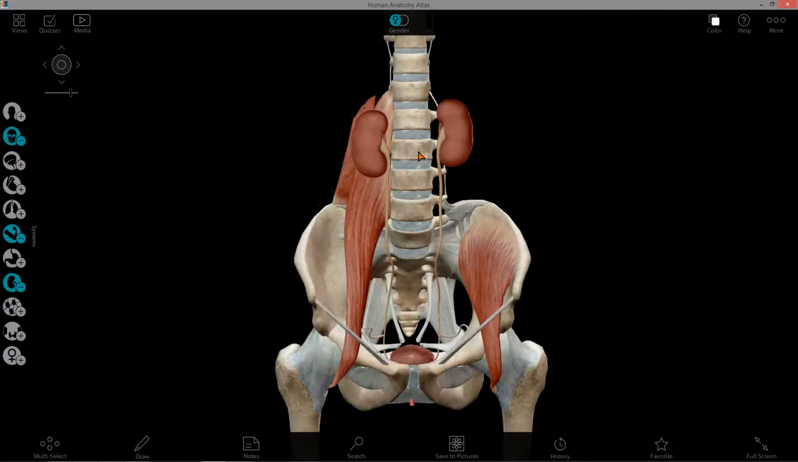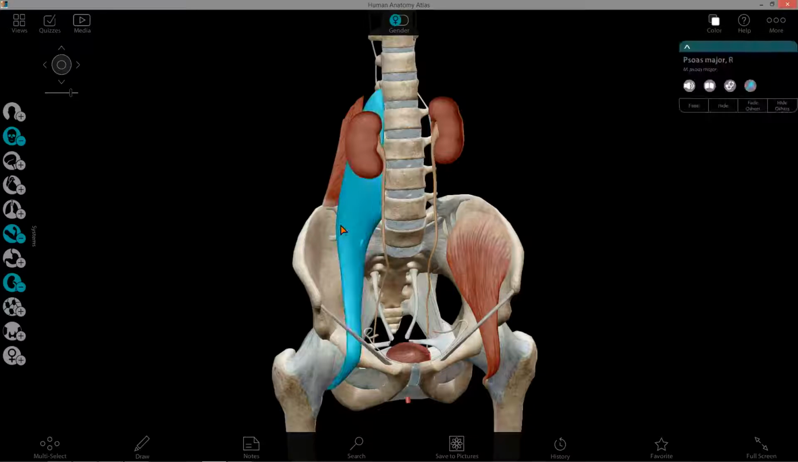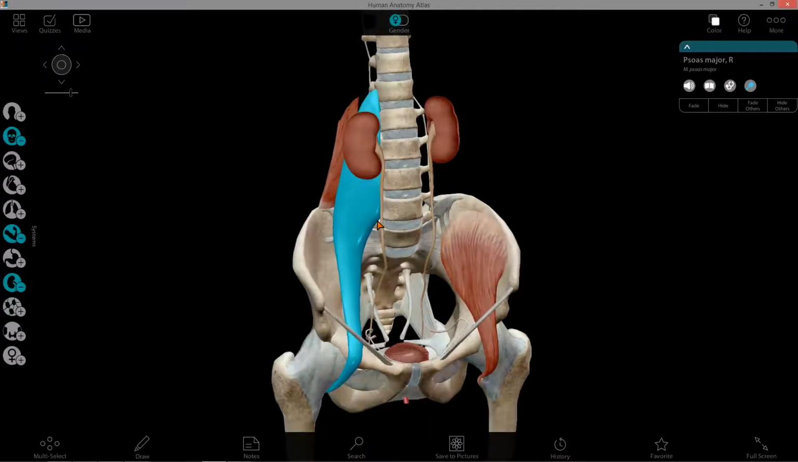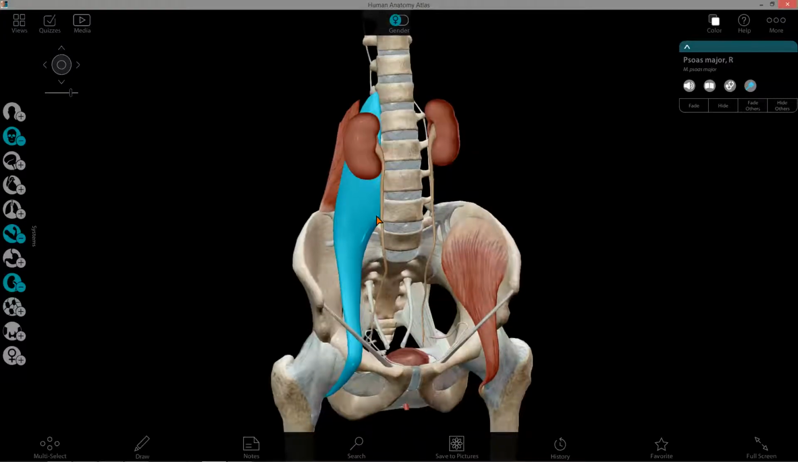So the first thing I wanted to discuss were the muscles of the posterior abdominal wall. We're looking at an anterior view here. We've got our kidneys, and the first muscle I'd like to discuss is the psoas major. Now the psoas major arises from the L1 to L5 transverse processes and the vertebral bodies of T12 to L5, seen here.